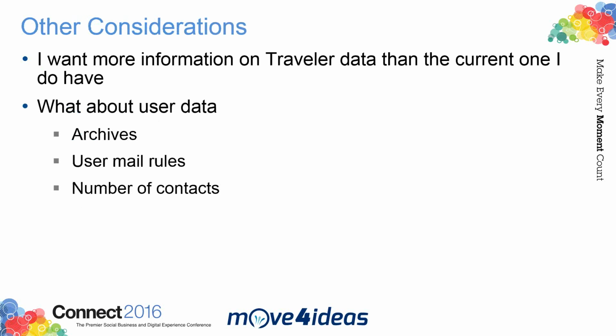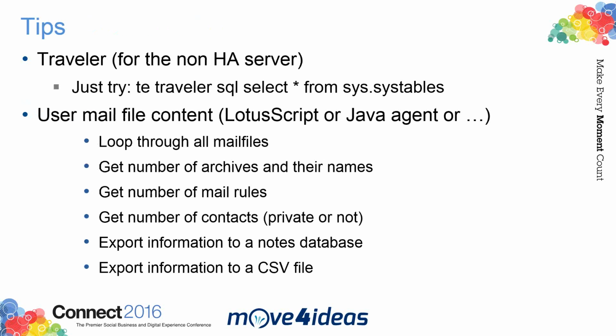Other consideration, I want more information on Traveler. What about user data, archives, user mail rules, number of contacts? So this way you will need to go deeper inside the information. For Traveler, you just have the SQL command. So for a high availability Traveler server, because on an HA Traveler server you do have an RDBMS database to do that. So for user mail file content, you can use LotusScript or a Java agent to get the information and export it. I will go faster for the next slides.